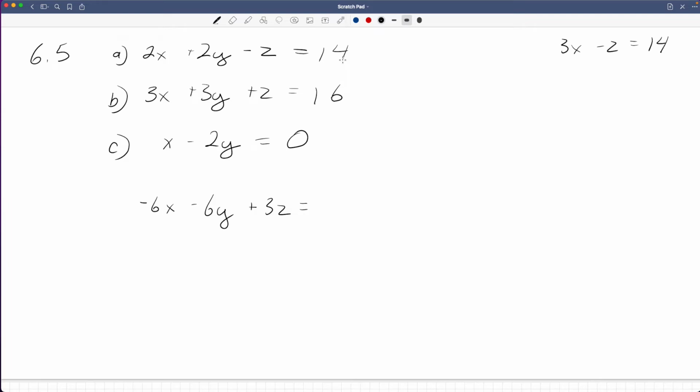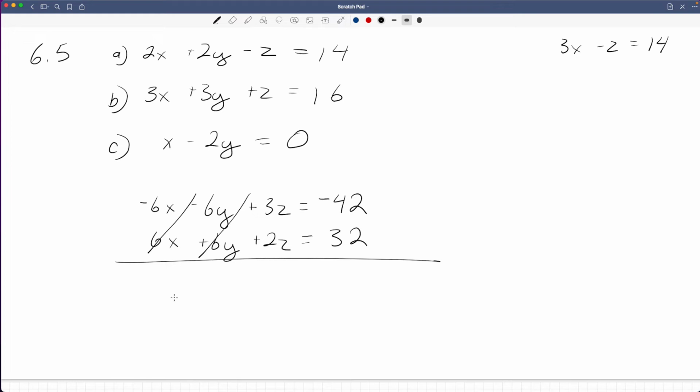I'm trying to do it in my head, and that's not really going well. 42, negative 42. So now I'm going to multiply this times 2, and that's going to be 6x plus 6y plus 2z is equal to 32. So both of these cancel. 5z is equal to negative 10. Z is equal to negative 2.